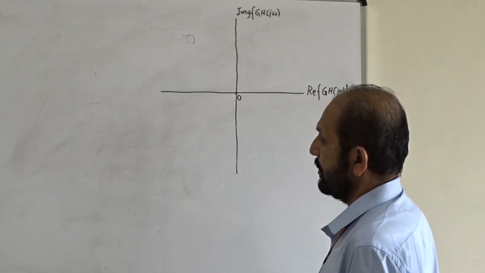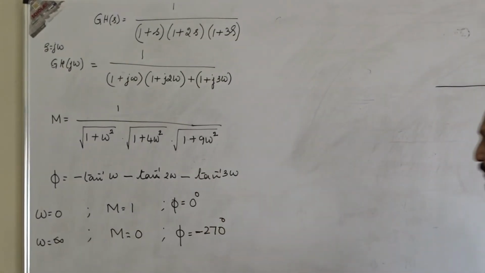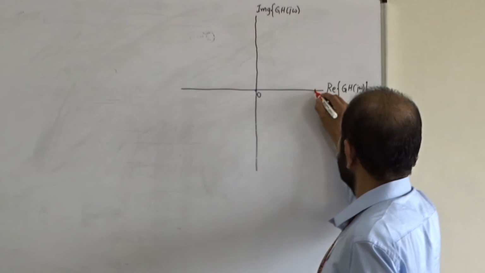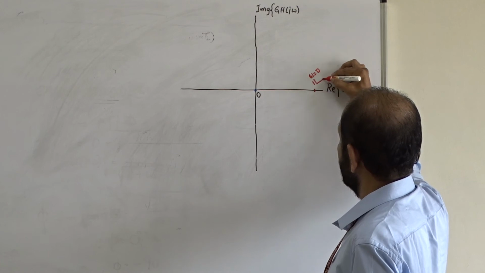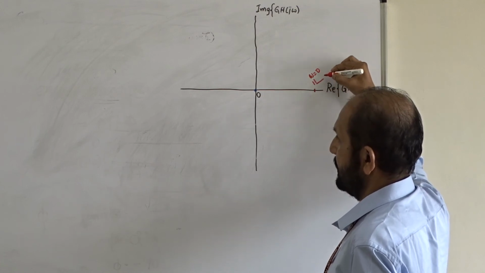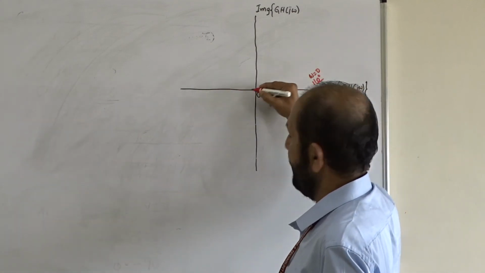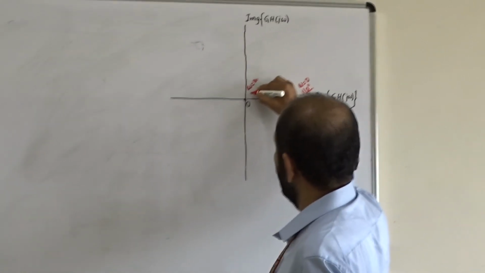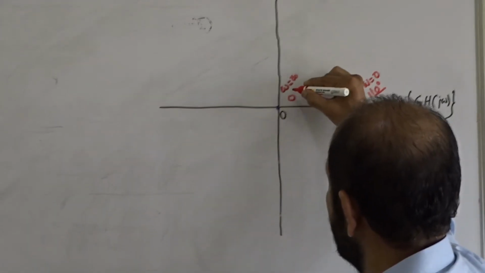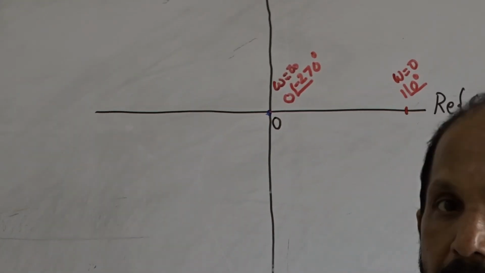The starting point is, when omega equal to 0, magnitude is 1, phase angle is 0. When omega equal to infinity, magnitude is 0, so it is origin, and the angle is minus 270 degree. Okay. So now observe the angle here.